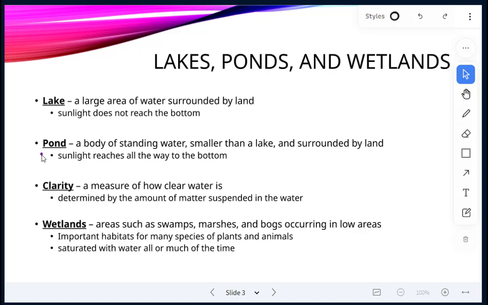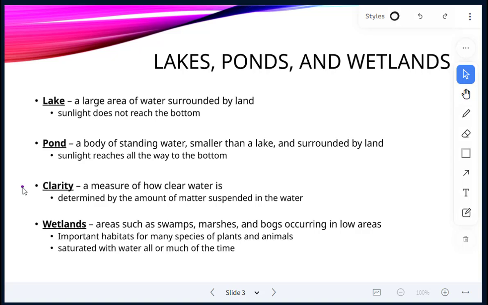All right, so that's one way to differentiate between a lake and a pond: whether or not sunlight is able to reach all the way to the bottom. In a lake, it does not. In a pond, it does. Clarity, this is the measure of how clear the water is. It's determined by the amount of matter that is suspended in the water.